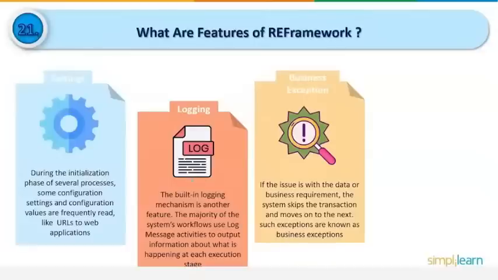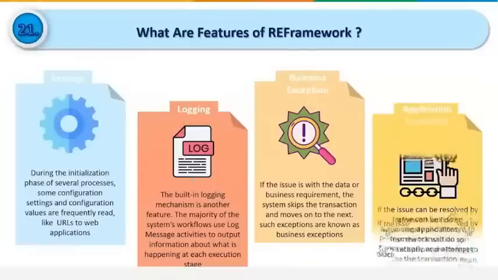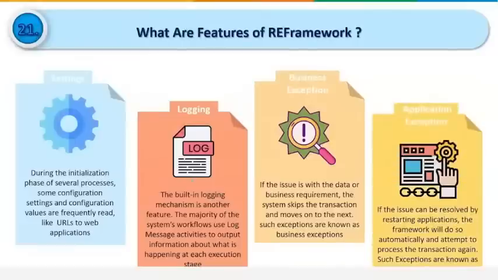Business exception. If the issue is with the data or any underlying business requirement, the system skips the transaction and moves on to the next. Such exceptions are known as business exceptions. Application exception. If the issue can be resolved by restarting applications, the framework will do so automatically and attempt to process the transaction again. Such exceptions are known as application exceptions.